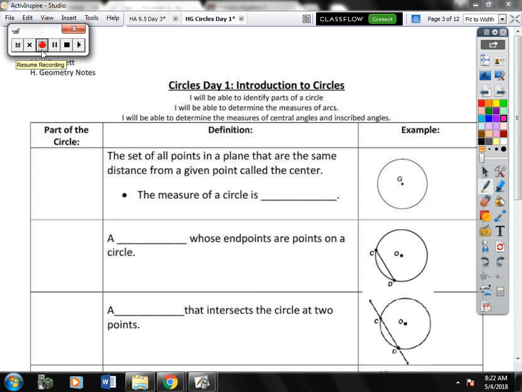And some of this probably is a repeat of when we did circles before. The first one is just the definition of a circle, which is the set of all points in a plane that are the same distance away from a given point called the center. And the measure of a circle, if you remember, is 360 degrees. Now all the other vocab for today will be new. We did learn radius, diameter, sector, area, and the measure of an arc.